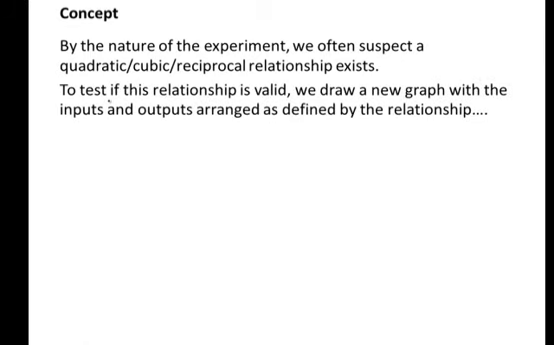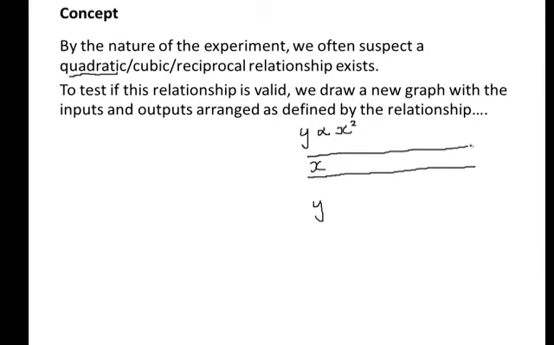to test if this relationship is valid, so to test whether it's quadratic or cubic or reciprocal, we draw a new graph with the inputs and the outputs arranged. So just to explain, say if we're told someone is measuring an area, well then area is a quadratic, so we suspect this. We'll be given a table of data for X and Y. This will be part of the question. Here's your Y value.